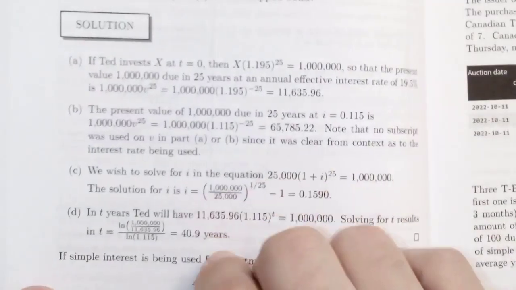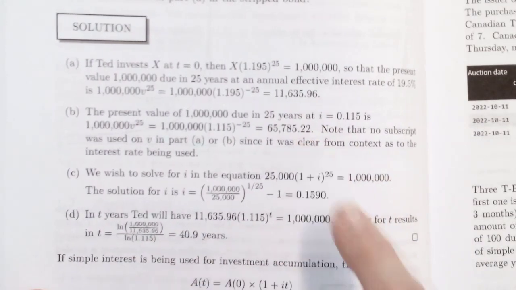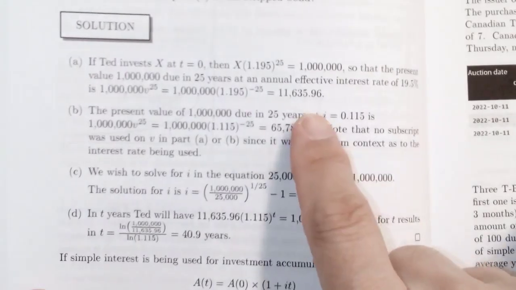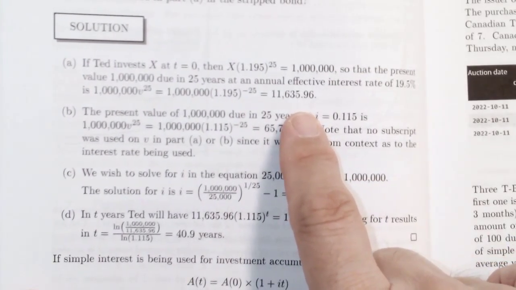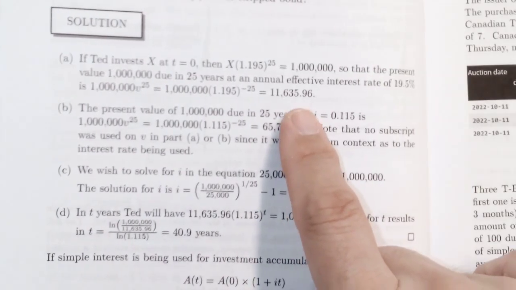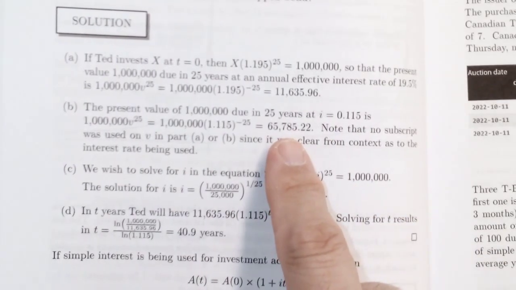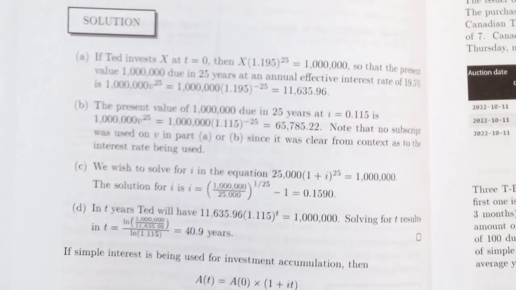Well, that's going to change the amount you have to put in the bank substantially. If you assume a 19.5% growth rate year over year, you only have to put in $12,000 to be worth $1 million 25 years from now. If you assume an 11.5% rate, you need to put in 66. That's a hell of a difference right now.